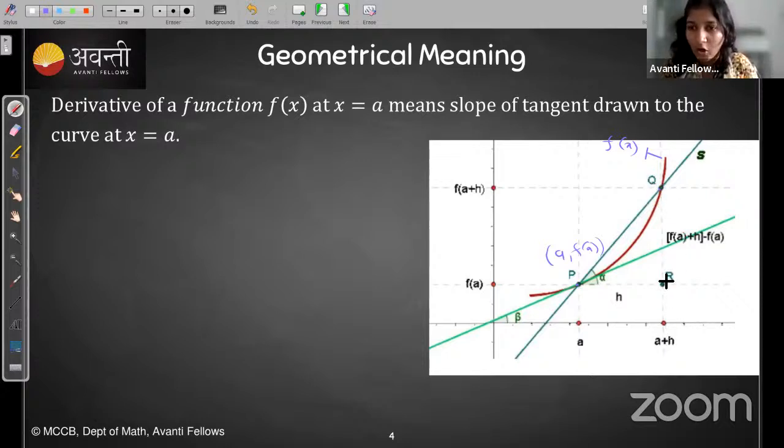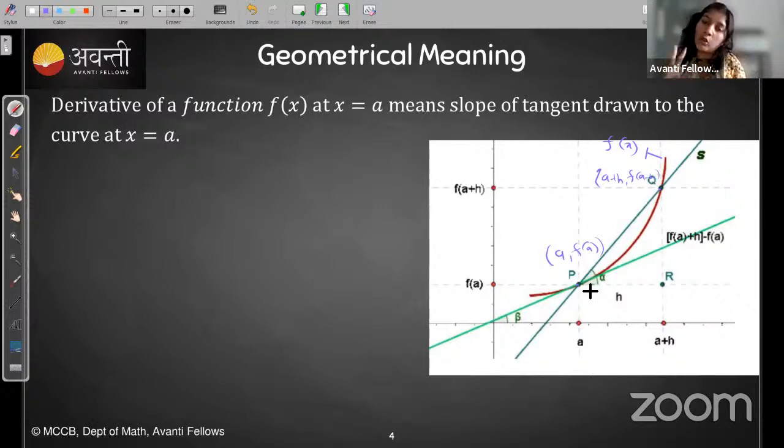Then I consider one more point Q. Here, the coordinate of point Q is a plus h, comma f of a plus h. The x value is a plus h and the y value is f of a plus h. So these are the 2 points.